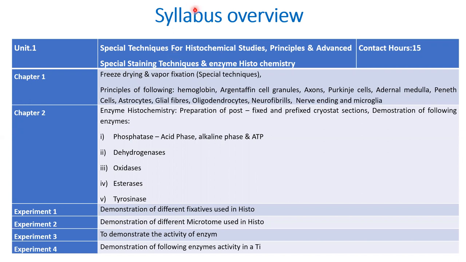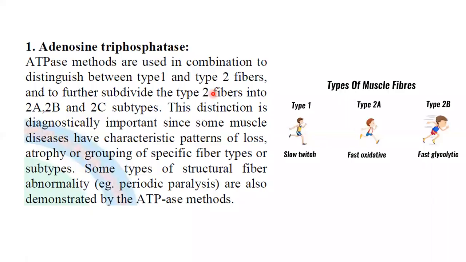Okay. So now, let us move on to the next one. Adenosine triphosphate. What is the significance of detection of adenosine triphosphate? It is useful for the identification of type 1, 2, and 3 muscles. In many muscular disorders, there will be deficiency or depletion of this adenosine triphosphate. So demonstration of it will give us an idea about the functional status of the muscles. Any muscular dystrophy or myopathy can be detected by this demonstration.